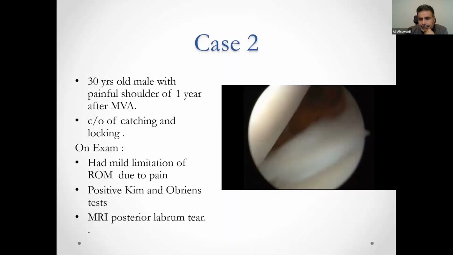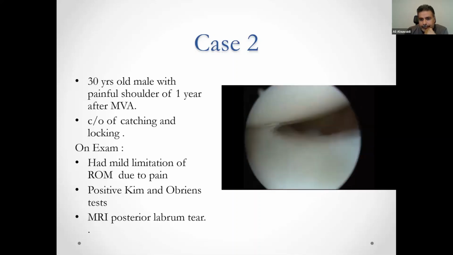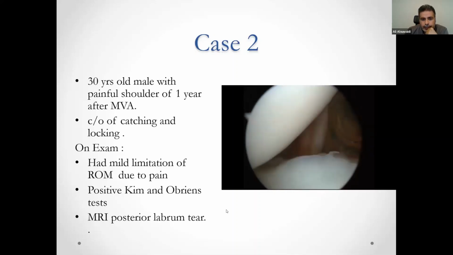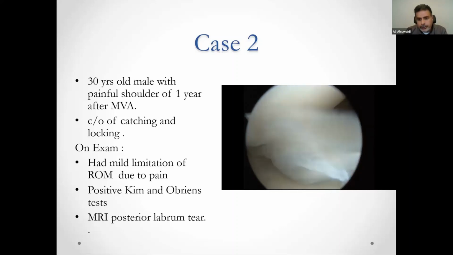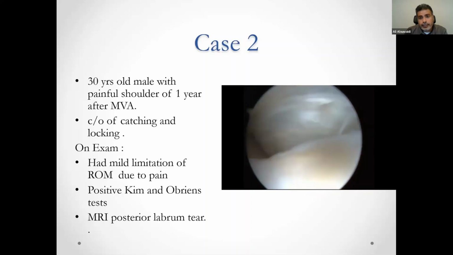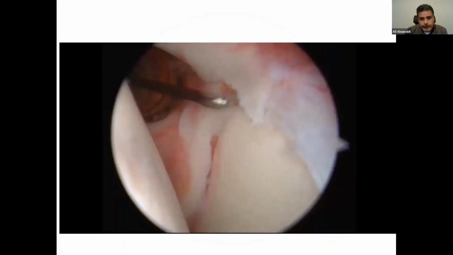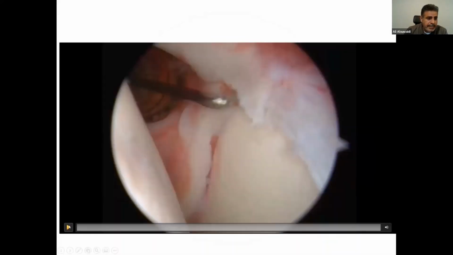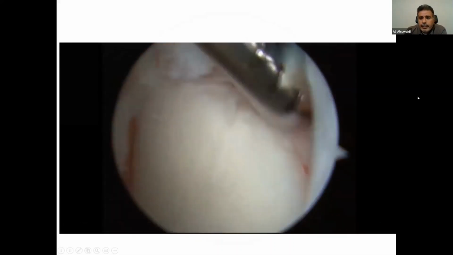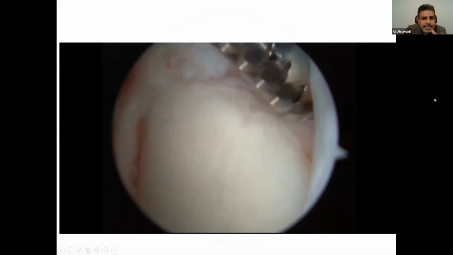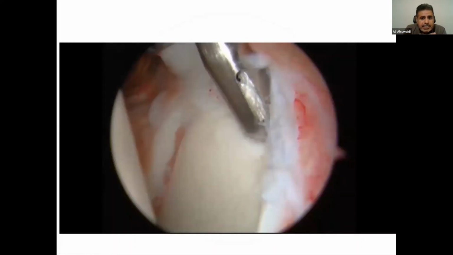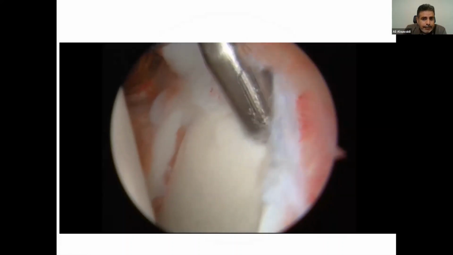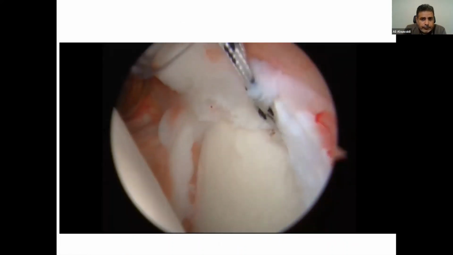I think this is something that has to go, and basically I decided to remove this. And in the same patient, after removing that, this is what I've done. Through a transcuff portal, there was a SLAP lesion with this. I fixed the SLAP lesion.